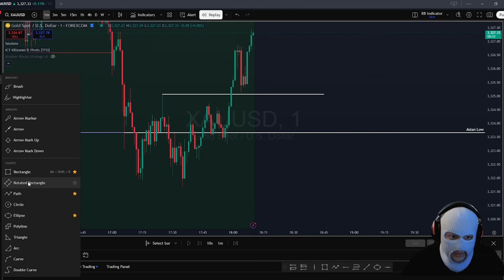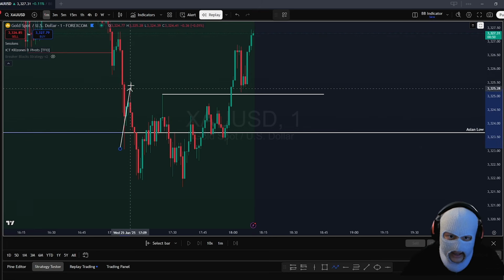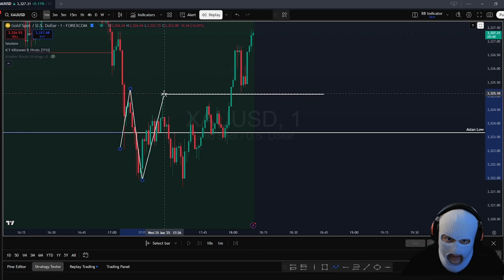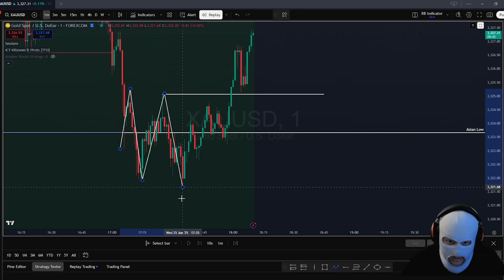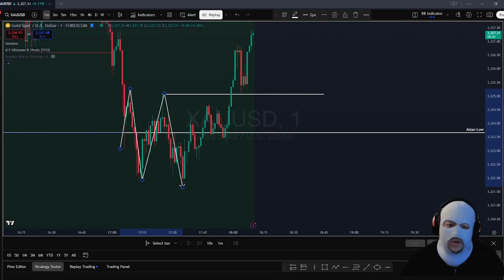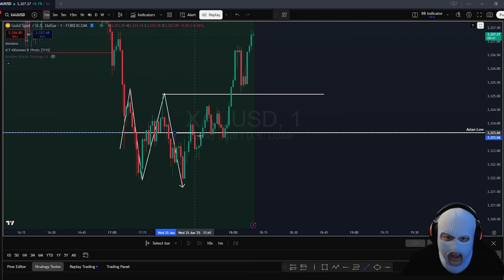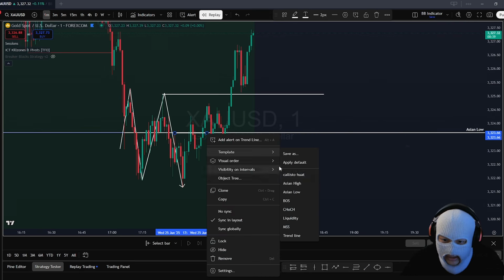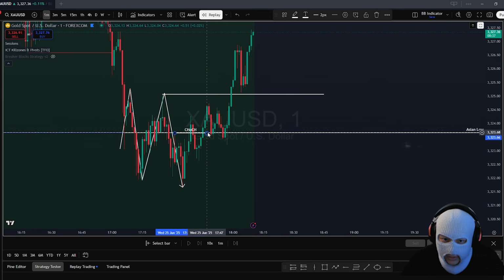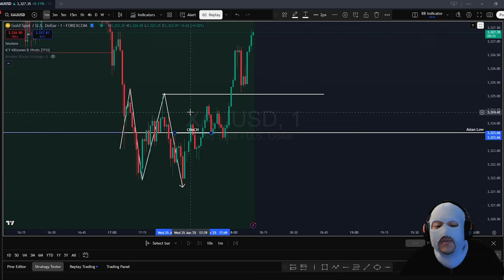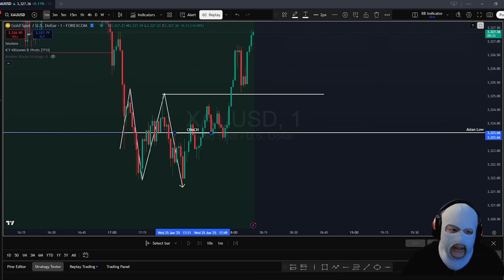What did price do? Price created lower highs, lower lows, lower highs, lower lows. Now, if you're looking for aggressive entries, then you already have a bullish change of character right here, an internal one. And this is where price can give us a retest to look for continuation buys higher.